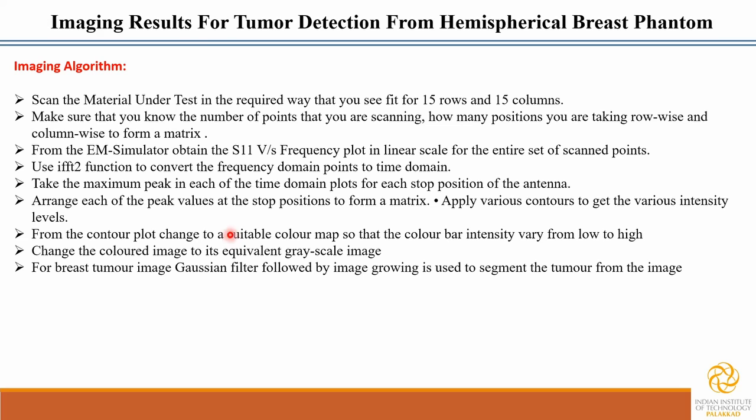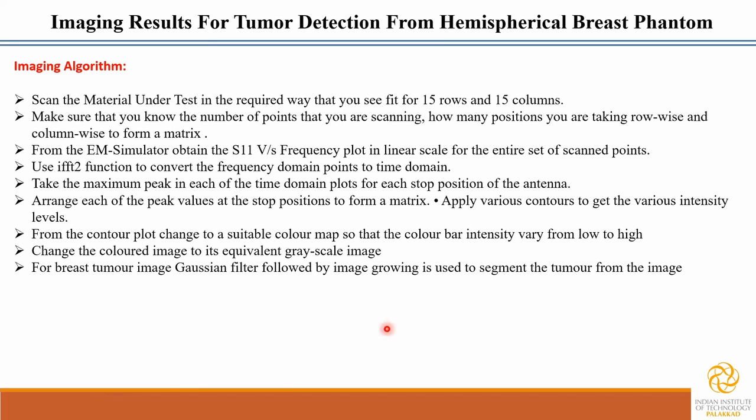Then you have to take the maximum peak in each of the time domain plots for each step position of the antenna. Arrange each of the peak values at the step position to form a matrix. Then you have to apply various contours to get the various intensity levels.